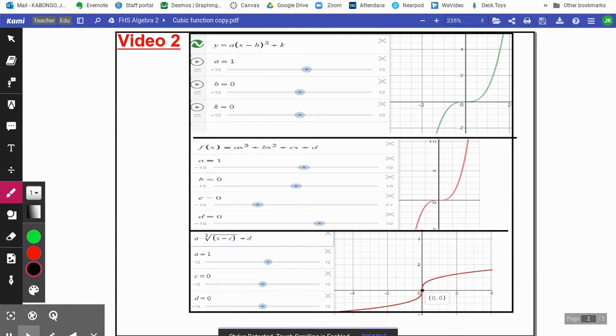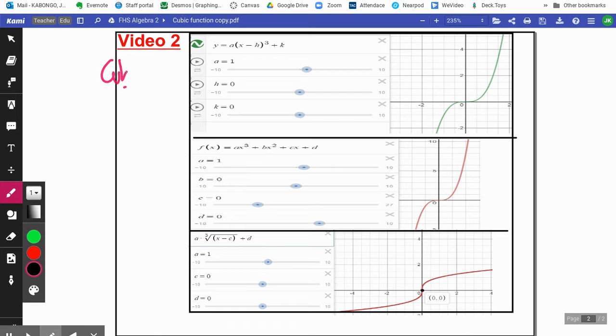With video numero dos, here's what's happening. I told you I was going to take you through all the cubic functions. We're still working with cubic, right? Not the cubic shuffle. I don't want you to stand upside down dancing. Stop that. All right, so the first one right here, that is the vertex form.